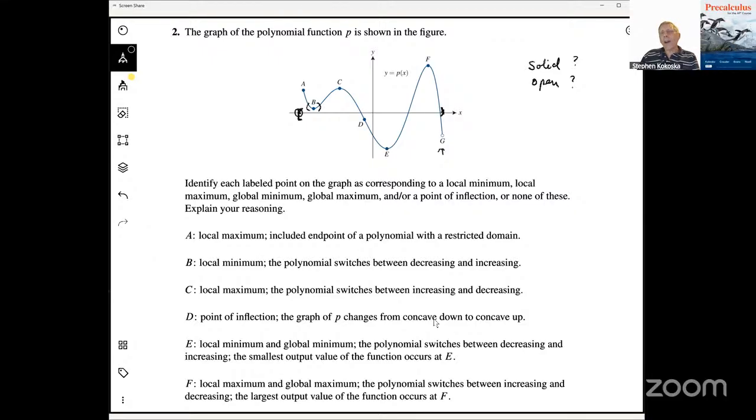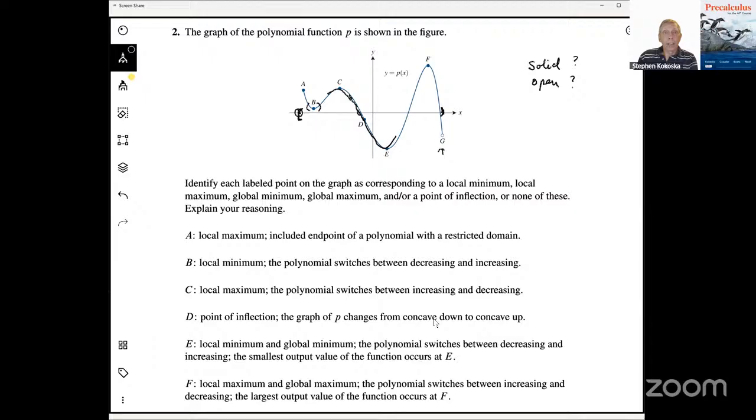This is kind of hard to see, but that's actually a point of inflection. Why? Because the graph of the polynomial switches from concave down to concave up. I'm sorry about this, Curtis. My graph's going to get a little messy. But here, the graph of P is concave down, and right there is the point of inflection where it changes now to concave up. D is a point of inflection.